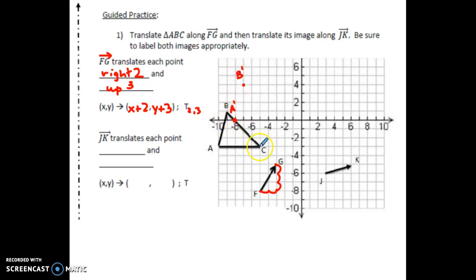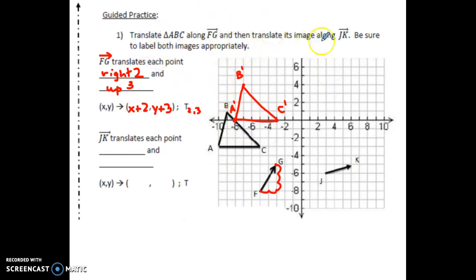Remember, we use A prime, B prime, C prime for our image. We always want our image to be slightly different than the original because it's not in the same location. Remember, we've moved it. So it is going to be A prime, B prime, C prime because it's an image. Again, it's the same size and same shape because we moved everybody the same amount.